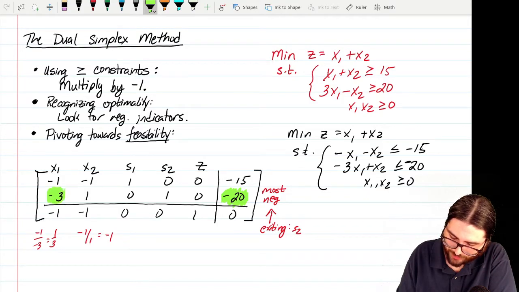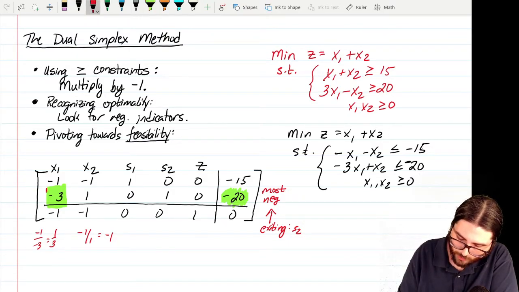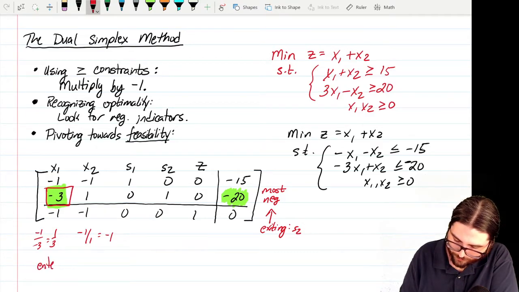So that means this right here, this number, -3, that's where I want my new pivot to go. And if that's where my new pivot should go, I'll write down that we want the smallest positive.